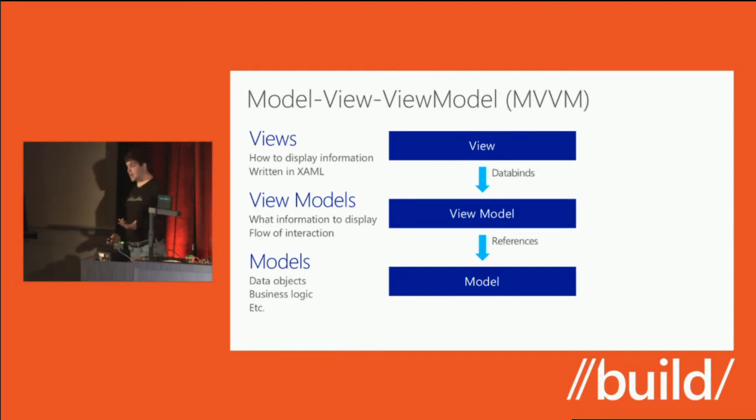The view is written in XAML, and it data binds to your view models to get the information that should be displayed. So if you think about this from the perspective of a cross-platform app, the UI should be platform-specific because I've got different screen sizes and different styles of UI for each platform. So I want to have a custom view for each platform. But in many cases, the flow of interaction and the what of the information that I want to display can be the same. And of course, the models can also be the same. So you can have your view models and your models be portable.